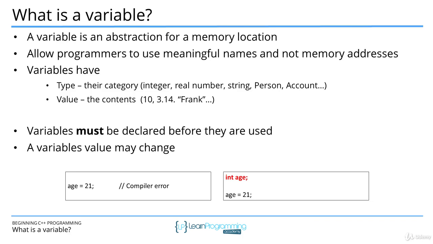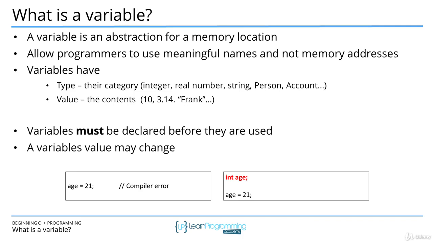So to recap, a variable is an abstraction for a memory location. We use abstractions all the time in programming to make it easier for us to deal with complexity. Variables allow us to use a meaningful name to represent a value. It's important to understand that variables have two main properties.